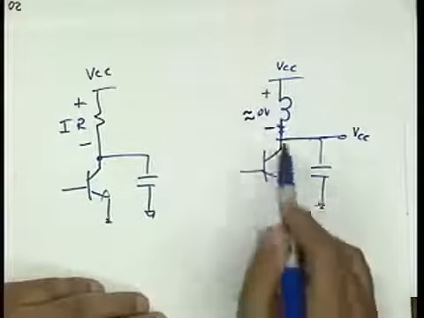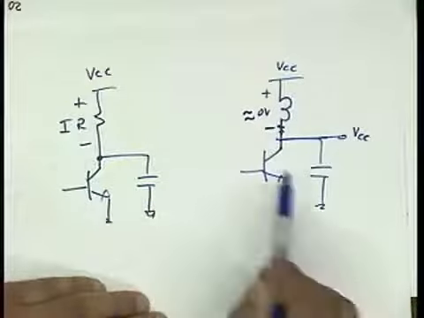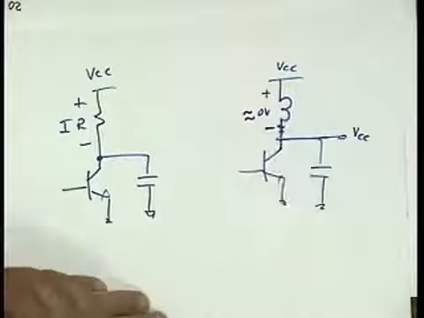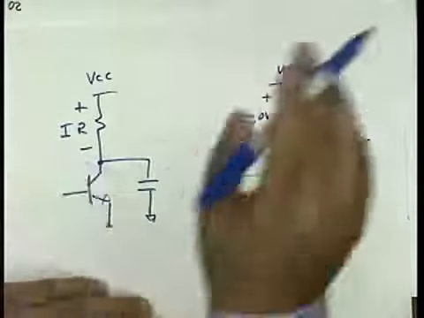And no matter how much current I put through here, this DC operating point does not move. So this thing always operates with the full available power supply voltage. Okay, question?